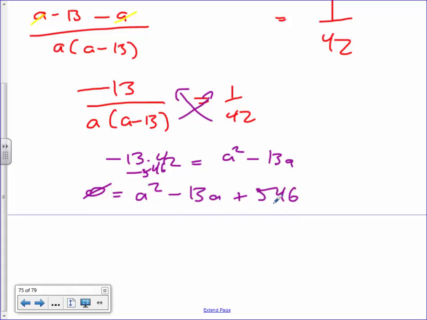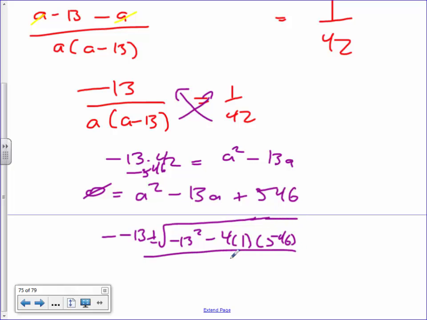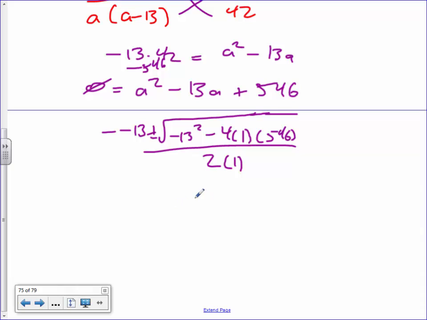The last step now would be to use the quadratic formula. The only crappy thing is that you actually get a negative under the square root, so it would be negative 13 plus or minus the square root of negative 13 squared minus 4 times 1 times 546, over 2 times 1. It ends up being a negative number. So then there's no answer.